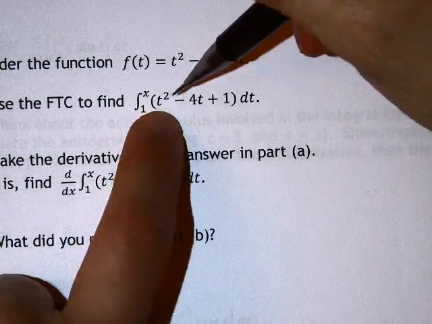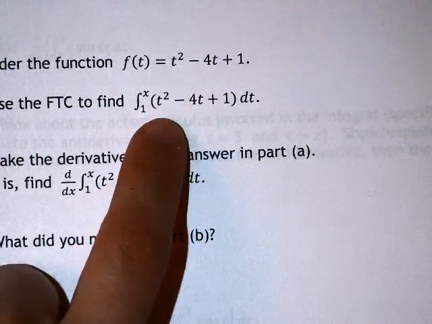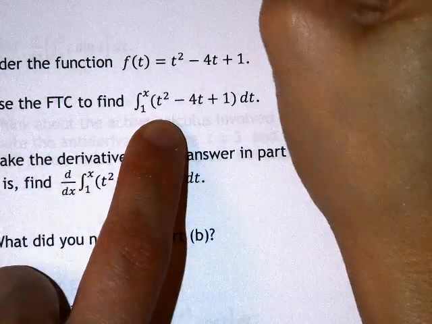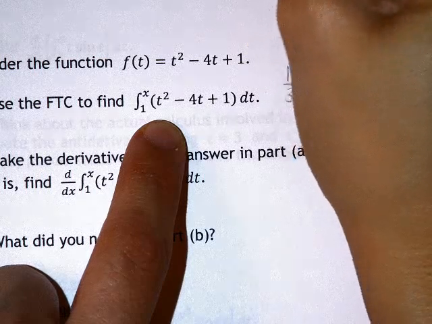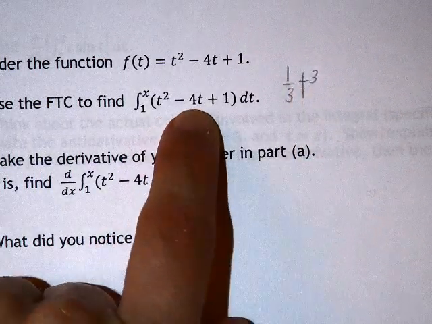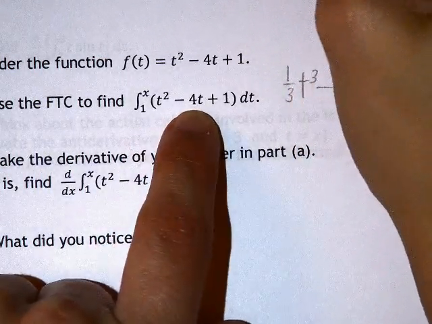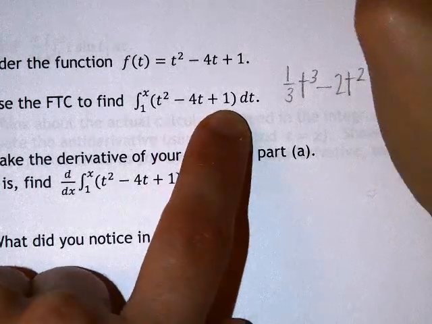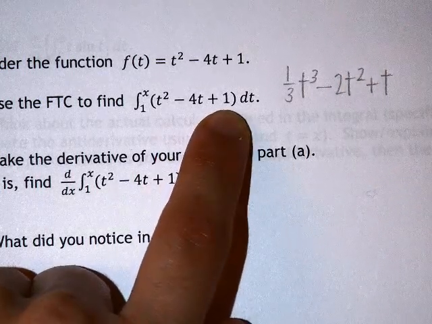We need to find the antiderivative of each individual term. So the antiderivative of t squared is 1/3 t cubed. The antiderivative of minus 4t is minus 2t squared. And the antiderivative of plus 1 is plus t.